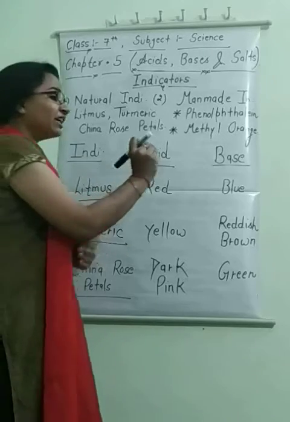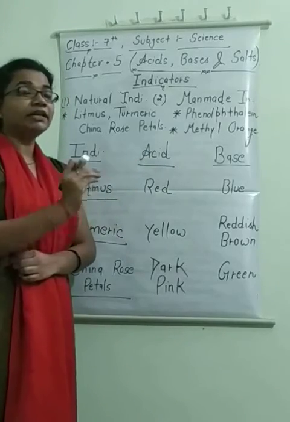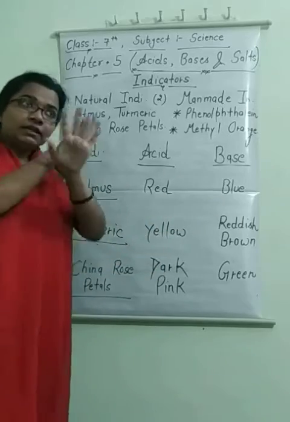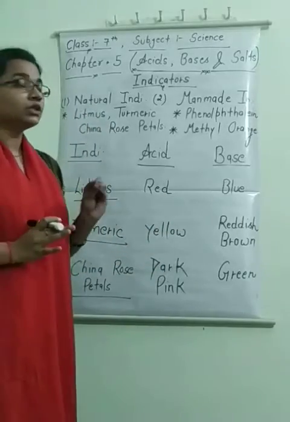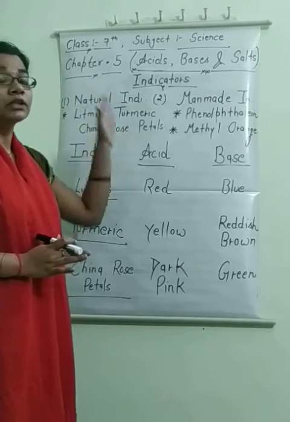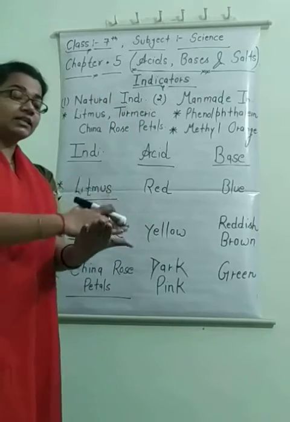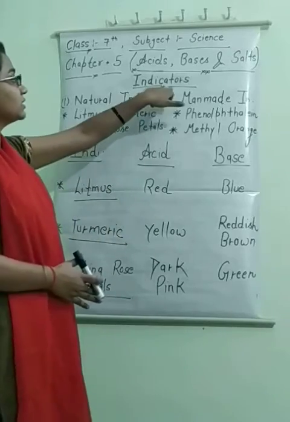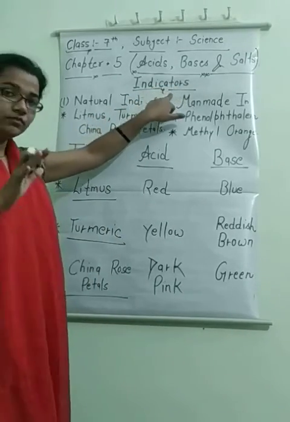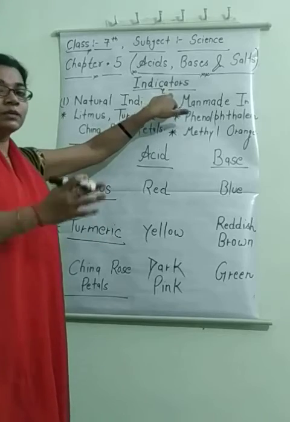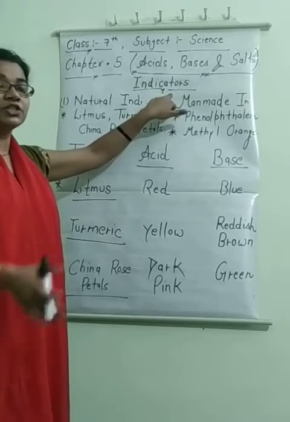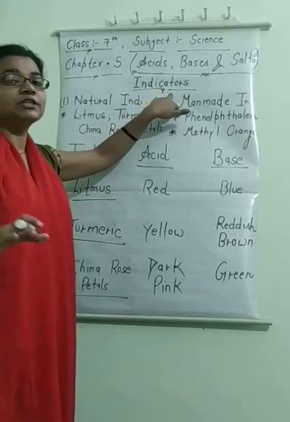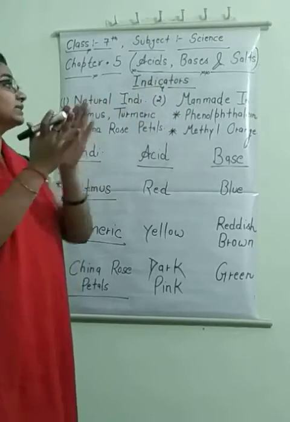Clear? Because we can't touch everything every time to know about it. So in nature some substances are present which are for the identification of the acidic and basic nature of any substance or solution, and those substances are known as indicators. They are very beneficial for knowing the acidic or basic nature of any substance.